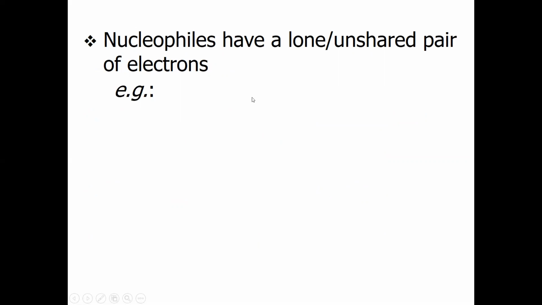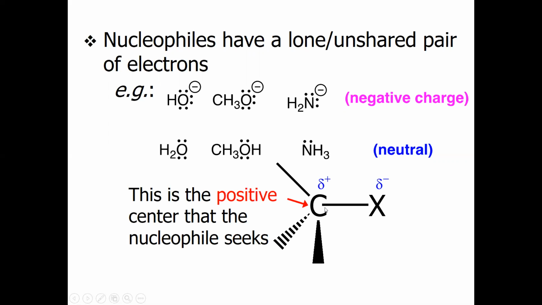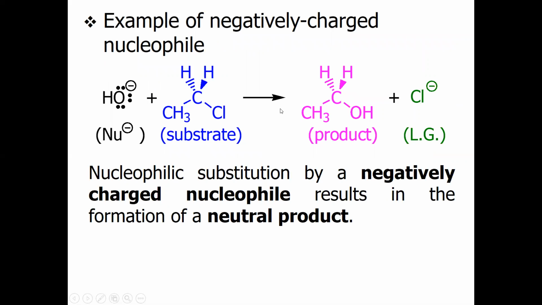As I discussed, nucleophiles have a lone or unshared pair of electrons. For example, hydroxide, methoxide, and amide are negatively charged nucleophiles. All these three species have a negative charge. While water, methanol, or ammonia have only a lone pair. These are neutral species, but because of the lone pair, they can act as nucleophiles. Now, this is the positive center for attack by the nucleophile. The example I gave here is for the negatively charged nucleophile.